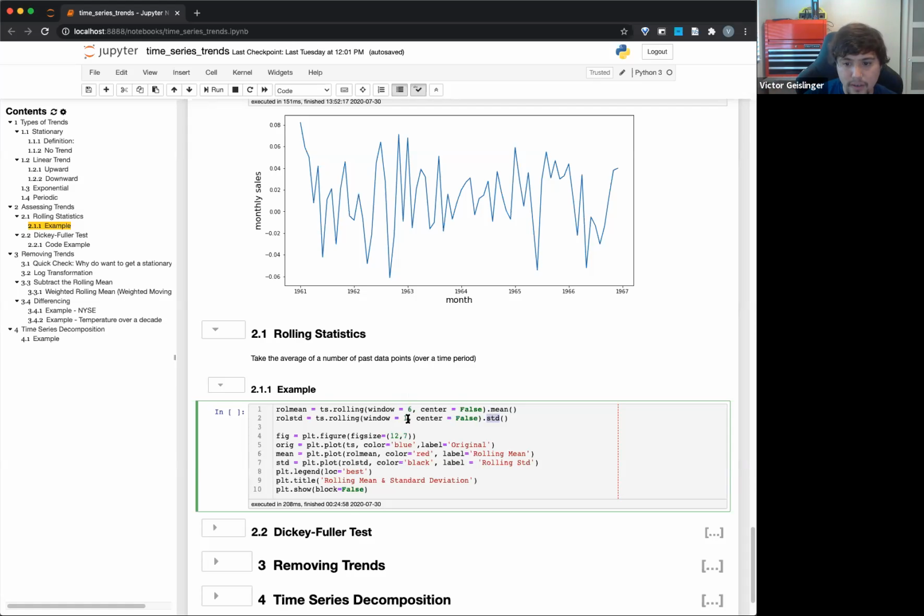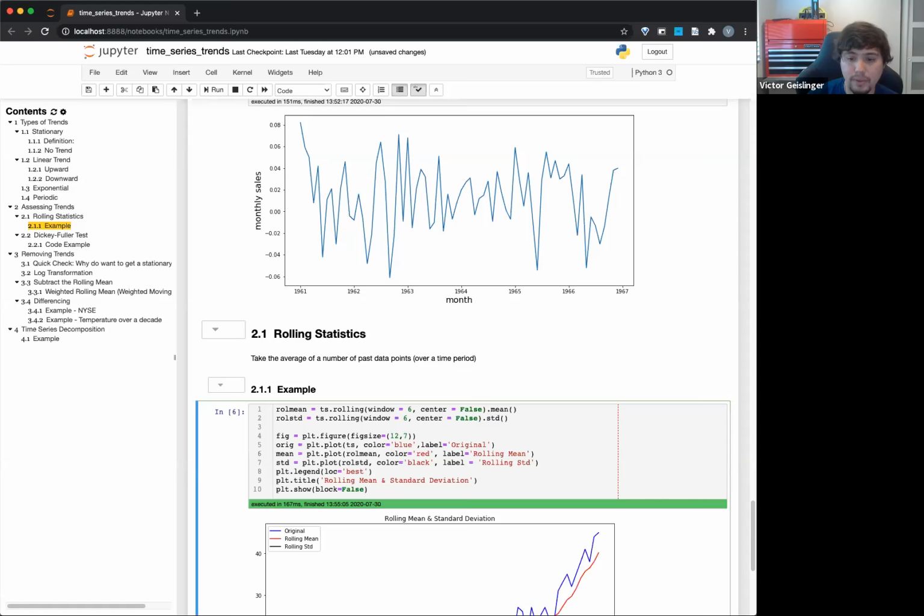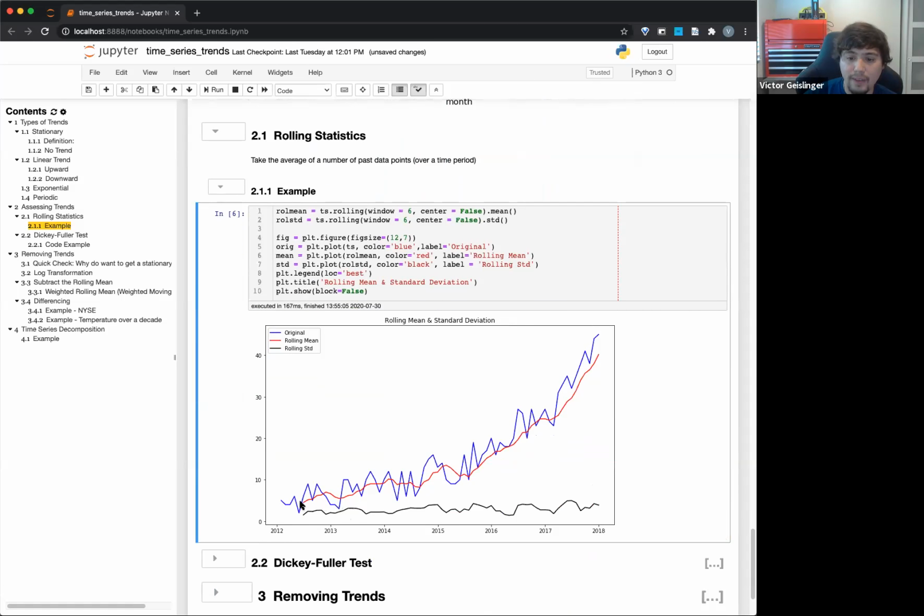I'll put 6 here. I don't like putting 1, but it's probably worth playing around there. Then I'm just going to plot out each one. I'm going to plot the original data set in blue, then the rolling mean to see how the mean changes, and then the standard deviation in black. So we do this, and now we have our blue data set.